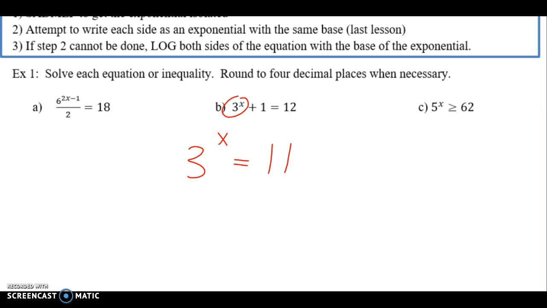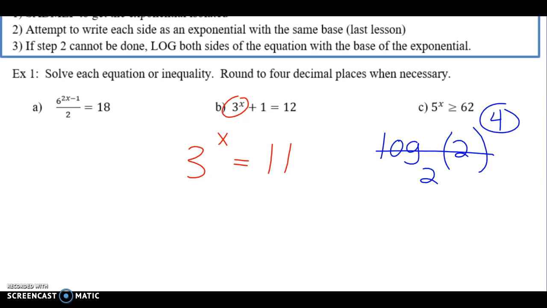Now let me remind you, do you remember what happens if you have a log of a base and an exponential of the same base? Good, they cancel. So what is my answer here? 4. It would be 4. So what we can do, we can actually use logs to make exponentials cancel.